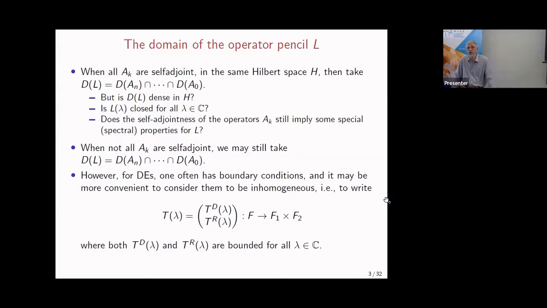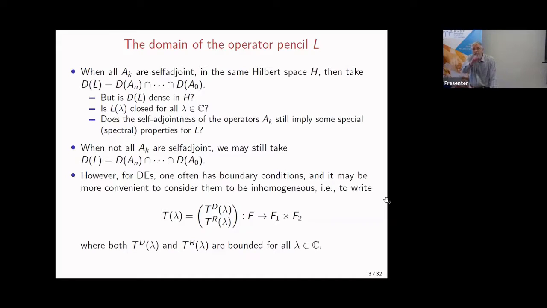These boundary conditions are normally considered to be homogeneous. So one requires the domain that the boundary conditions are satisfied. However, when the boundary conditions depend on this parameter lambda, then that domain would normally change with lambda, which is not so good. So the idea then is to consider the boundary conditions inhomogeneously.